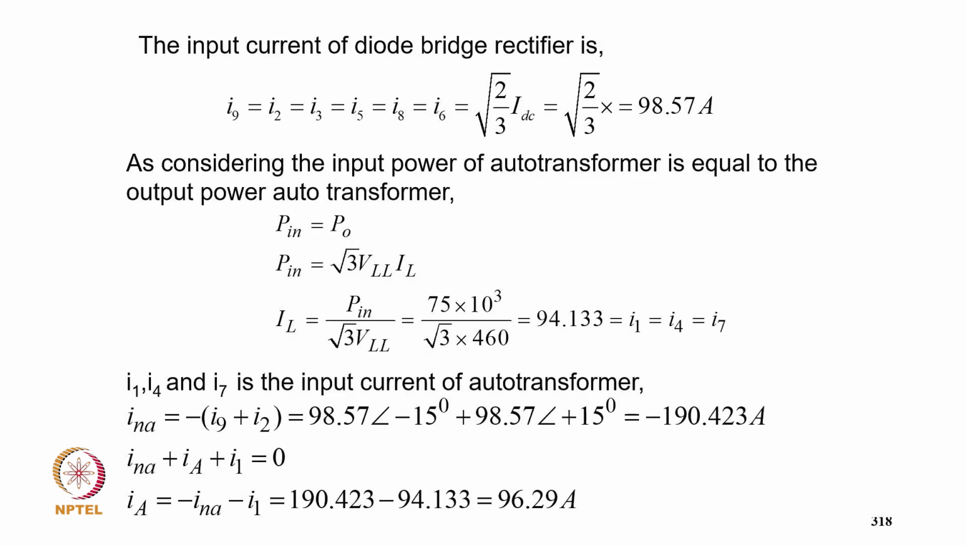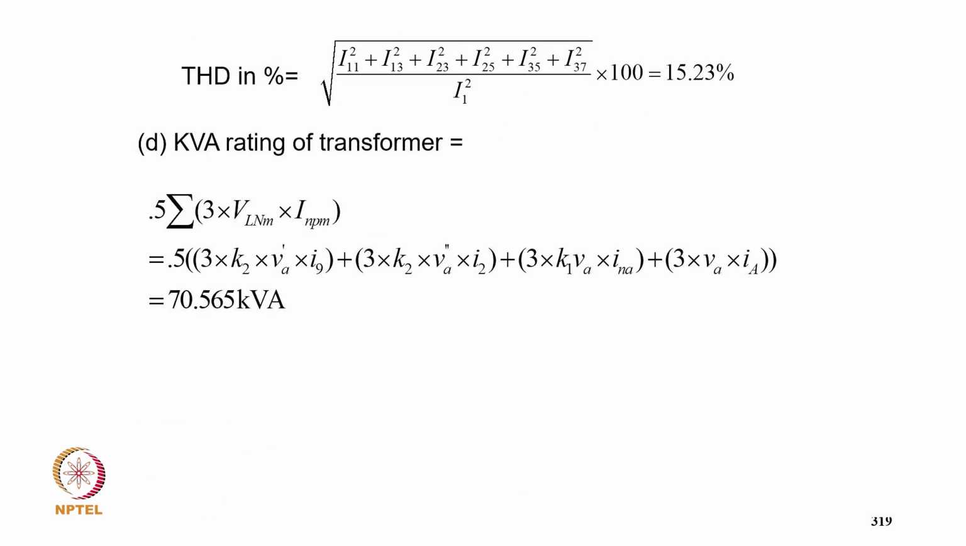Coming to here, the input current of the rectifier, I9, I2, I3, I5, I8, I6, equals root 2 upon 3 ID, that comes to 98.57, and considering the input power equal to P in upon PO, so IL comes P in upon root 3 VLL, it comes to 94.133 ampere, that is equivalent to I1, I4, I7 on the input current. So putting the value, INA becomes minus 190.42, and INA plus IA plus I1 equal to 0. So from this IA comes here 96.29 ampere.